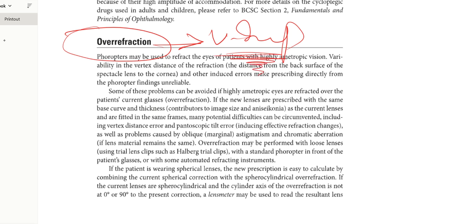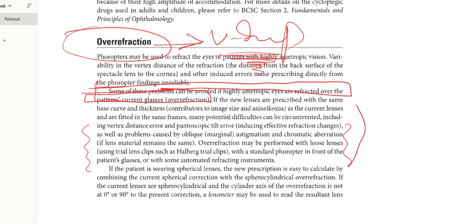What are the problems that can be avoided when patients are over-refracted? Some of these problems can be avoided if highly ametropic eyes are refracted over the patient's current glasses. Over-refraction. But there are some things which are not avoided even with over-refraction. So please remember this. This is very important.